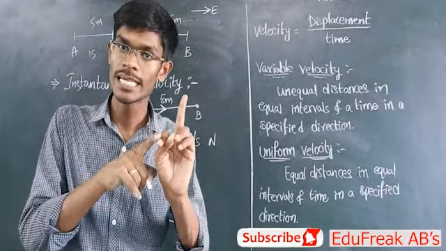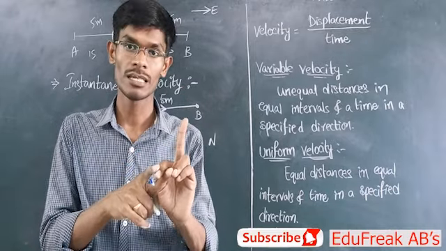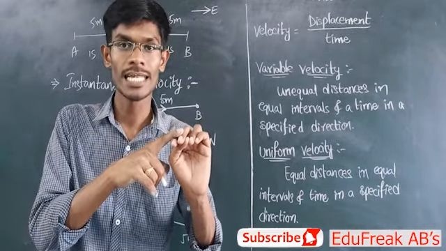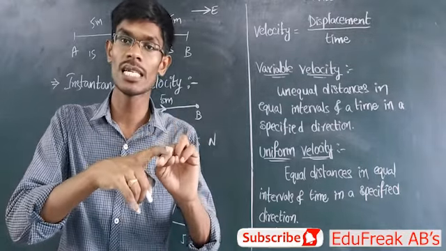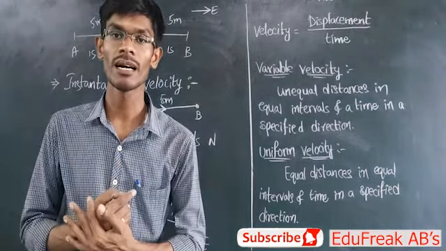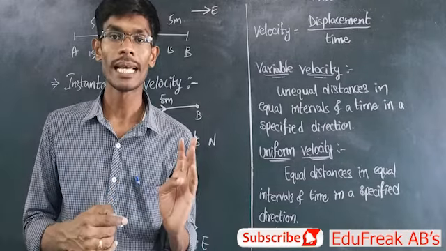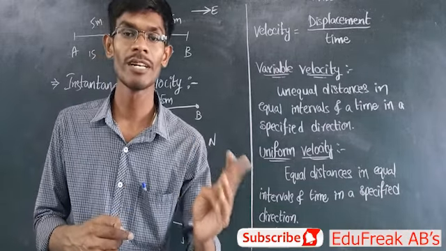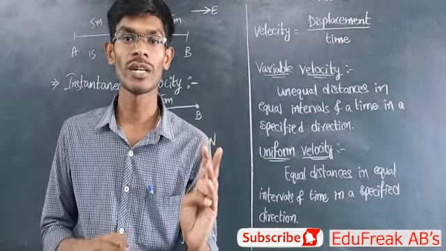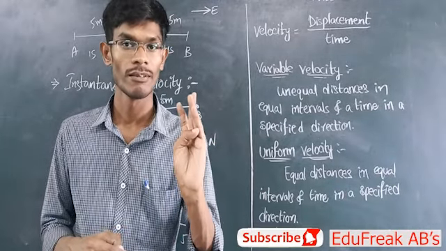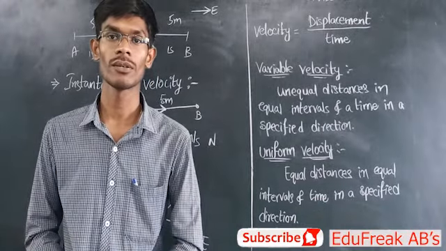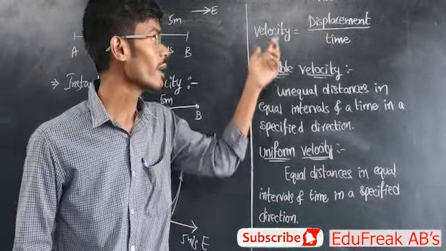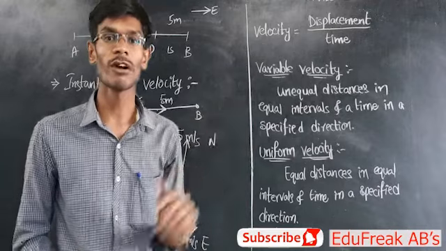When does the velocity change? Either the magnitude changes, there is a change in velocity, or the direction changes, there is a change in velocity, or both magnitude and direction change, there is a change in the velocity. So the change in velocity depends upon the magnitude of the physical quantity and the direction of the physical quantity. Okay, this is about velocity and different types of velocities.